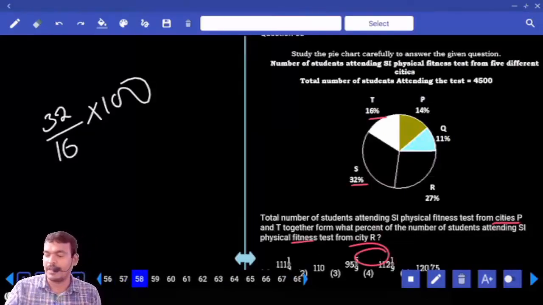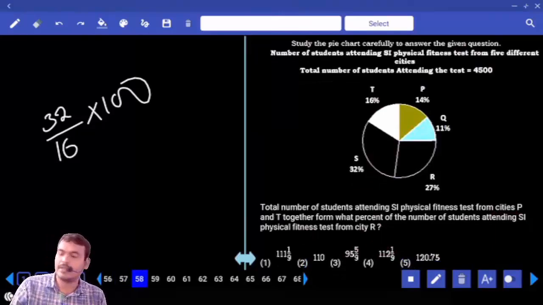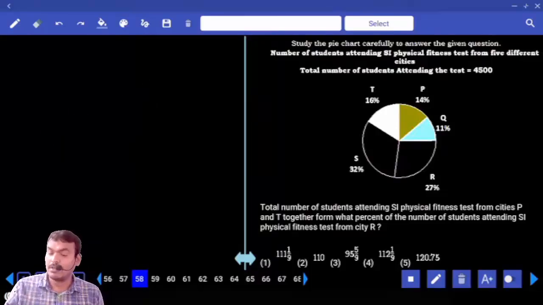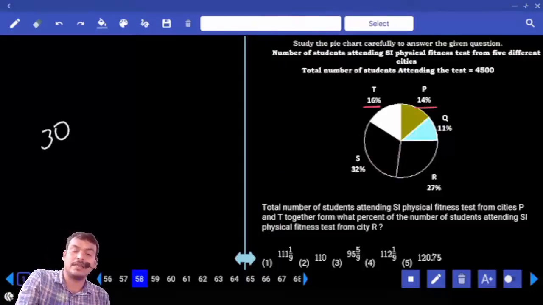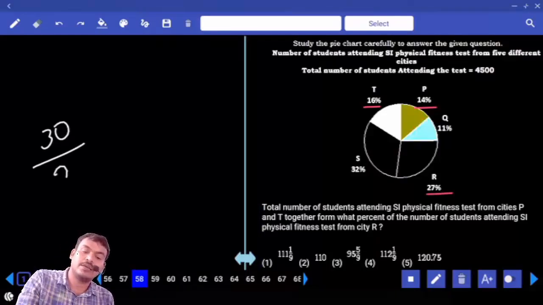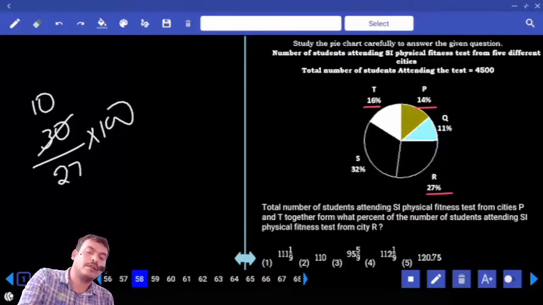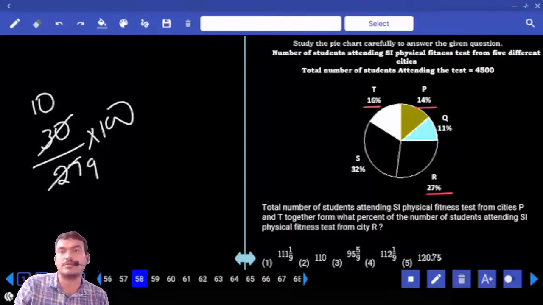Next question number 58. Total number of students attending SI physical fitness test from cities P and T together. What percentage of the SI physical fitness test from city R? What is the P value? 14. T value? 16. Total it is 30. 30 is what percent of R value or not? What is the R value? 27. 30 by 27 into 100 or not? 3 how many times? Numerator 10 times, denominator 9 times or not? Then 10 by 9 converted to percent or not?